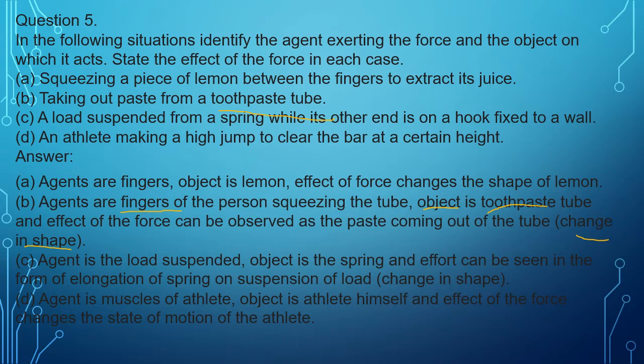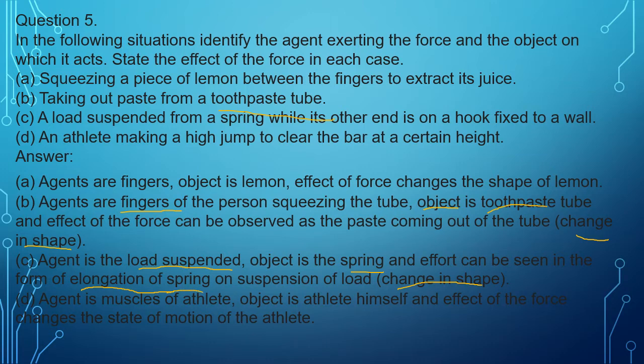Then in case of the third one, C1, a load suspended from a spring while its other end is on a hook fixed to a wall. Here the agent is the load suspended and the object is the spring. The effect seen is the change in shape, because the effect can be seen in the form of elongation of the spring. The spring gets elongated when we suspend an object from it, so here the effect is change in the shape of the spring.